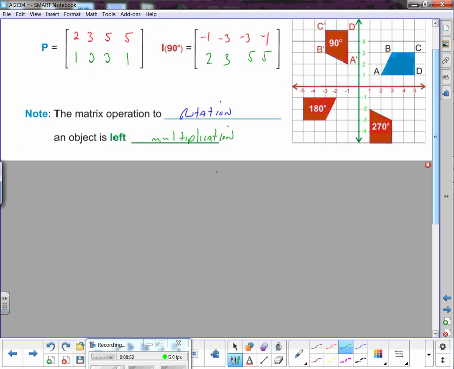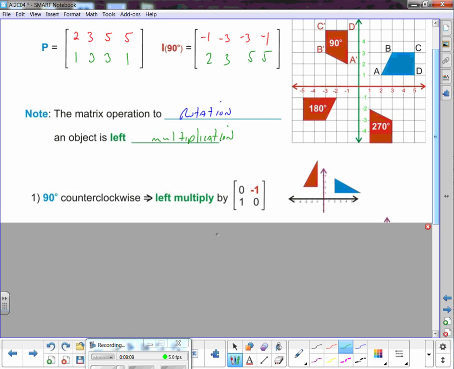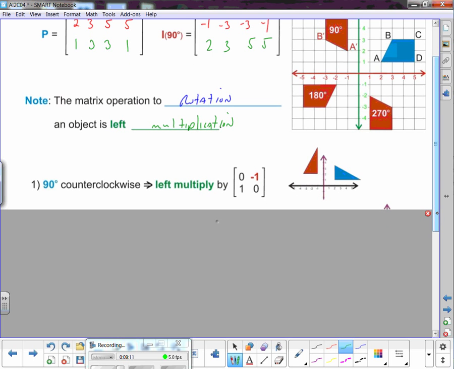So if I ask you guys to rotate an object, I will give you the rotation matrix. You have to know to left multiply it. You have to know how to do matrix multiplication to end up with the resulting matrix. But I'll give you each one. Okay, so that's the one we just did.